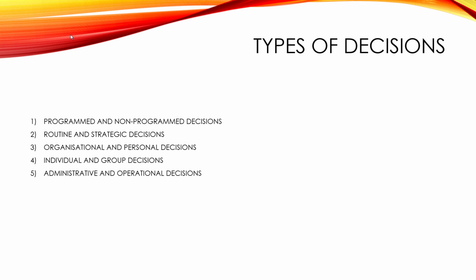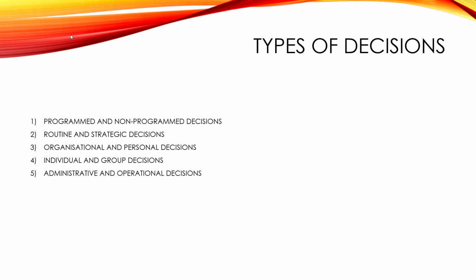Next comes individual and group decisions. Individual decisions are taken by a single individual. They are concerned mainly with routine problems for which broad policies are available. Group decisions are those decisions taken by a group of persons constituted for this purpose. For example, the board of directors or a committee may take such decisions.